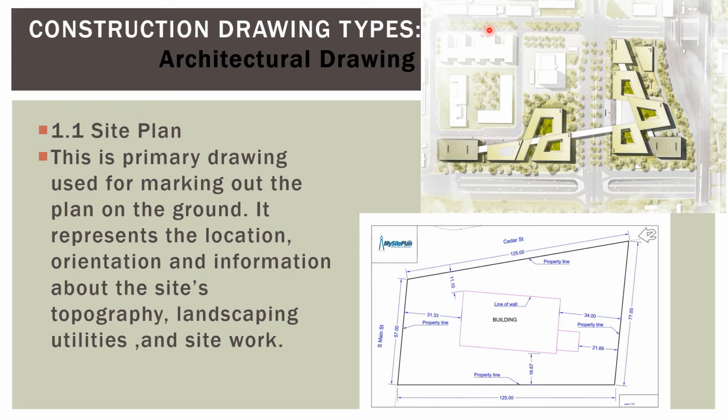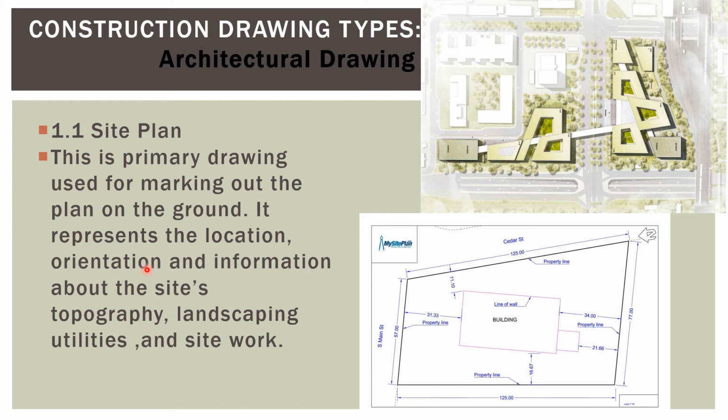Okay, what type of buildings are present, how much spacing is present between the other buildings. So all these things come in the site plan. This is the primary drawing used for marking out the plan on the ground. You mark it on the ground as per your requirements or your client's requirements. It represents the location of the building.